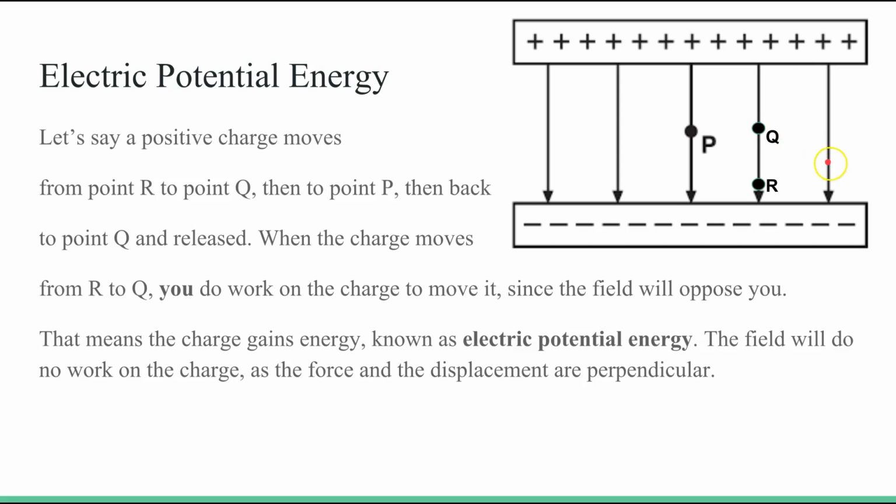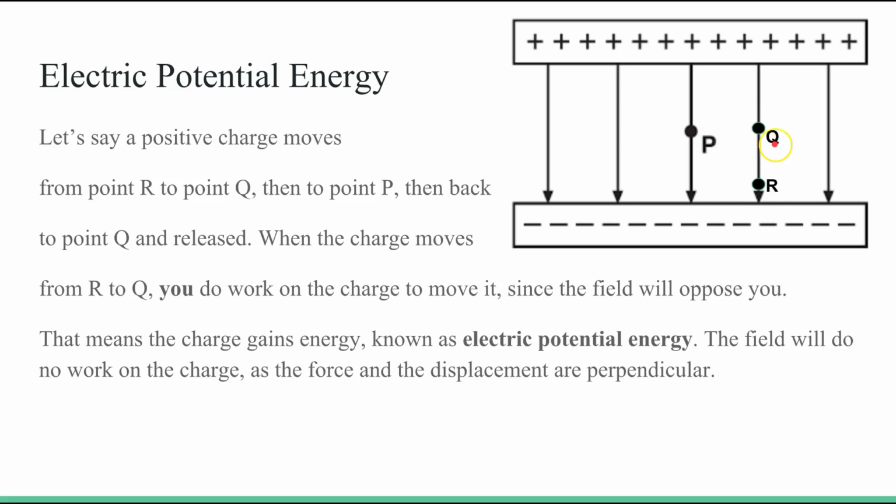So when the charge moves from R to Q, from over here, you have to do some work on the charge to move it, because the electric field will oppose you. Because the charge is positive, the positives over here just want to push it back, and the negatives over here want to grab it in. So the field will oppose you.